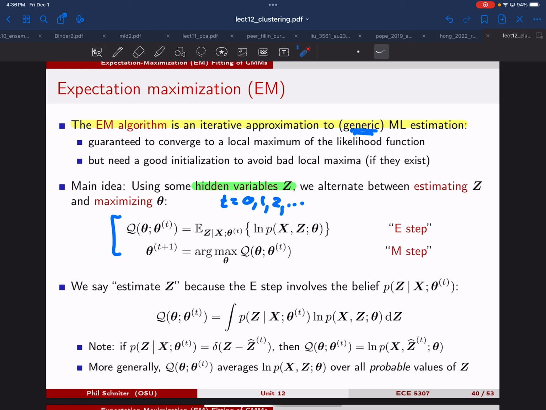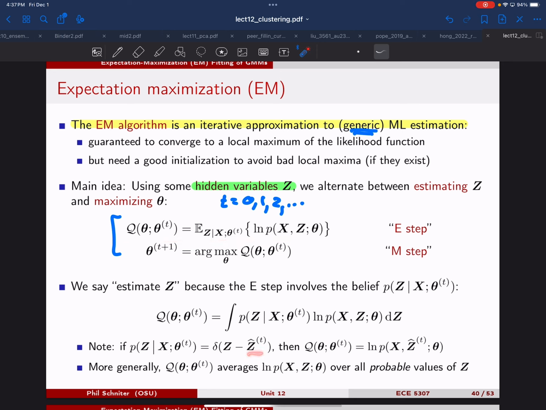And what happens in that case if I plug this into this integral? This is a Dirac delta function. This is like this spike that has area 1, but it's infinitely tall, infinitesimally narrow. You may have seen this in signals and systems or DSP courses, probability courses. So if you plug this spike into here, this whole thing simplifies down to this. So this says it's the log of the joint probability of x and your best guess of z hat at that iteration.